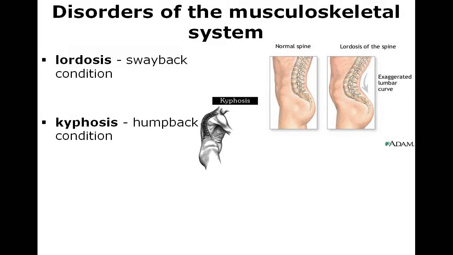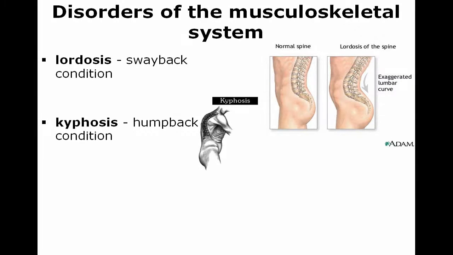Okay, now kyphosis, which is just the opposite. When a person has kyphosis, they're in a bent forward position. They have a humpback. And if you'll look at the picture that I have on the screen, I guess the best description is the picture there.